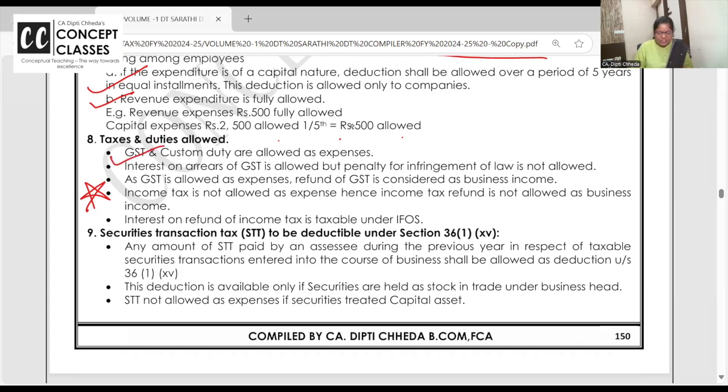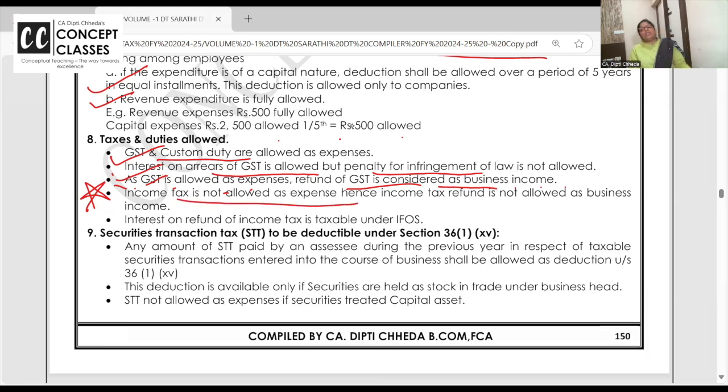See, GST and custom duty are allowed as business expense. So if refund is received, it's a business income. Interest on late payment of GST is allowed. Penalty is not allowed. Why do you pay penalty? Because you have done something wrong. It's not allowed to debit that as expense. As GST is allowed as expense, refund of GST is business income.